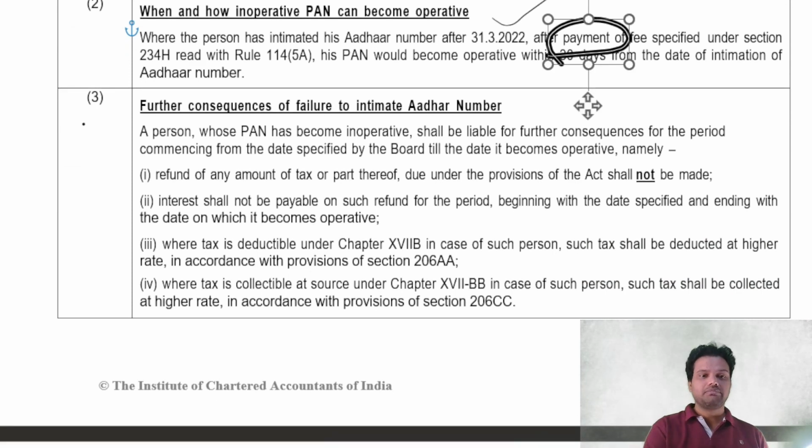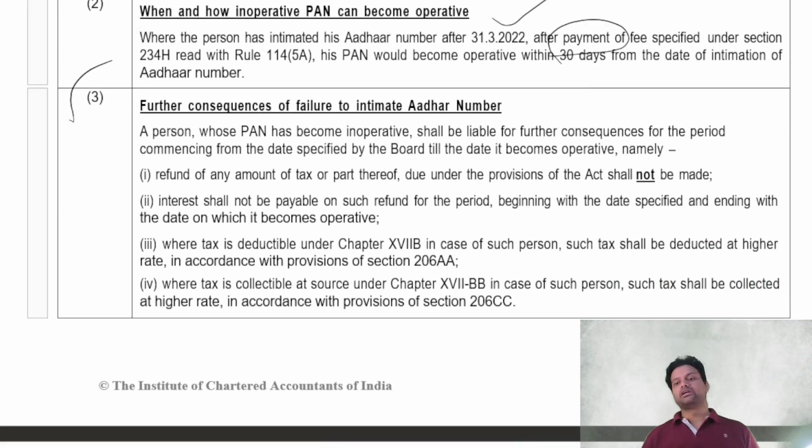Then sub-rule number 3. Sub-rule number 3 is very important. Only in sub-rule number 3 is there an amendment. So, further consequences of failure to intimate the Aadhaar number. What are the further consequences? Paying the additional fee is fine, but there should be additional consequences also, so that the assessee becomes more disciplined in linking his PAN and Aadhaar. Okay, what are the further consequences?